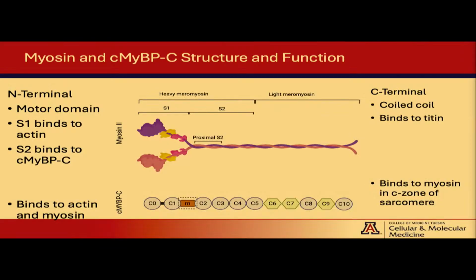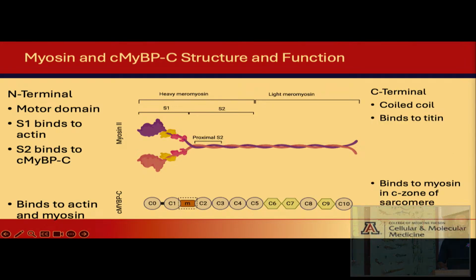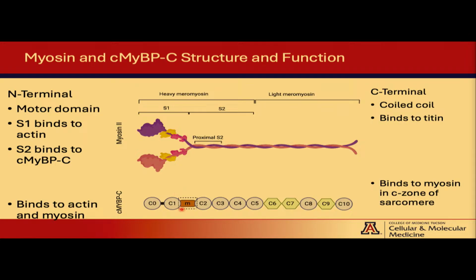So here is the structure of these two major proteins, myosin heavy chain and myosin binding protein C. This is the motor protein. Myosin is always like a heterodimer. They always have two different proteins. So the head region, and then we have the proximal S2 region, and then the light meromyosin region. Whereas myosin binding protein C, you can see here, it's also a very large protein, 150 kDa.